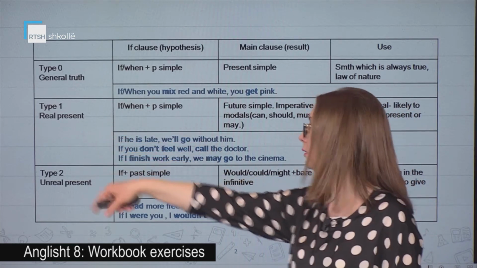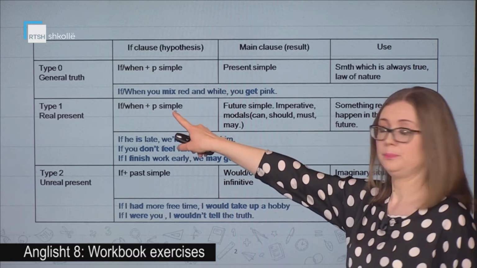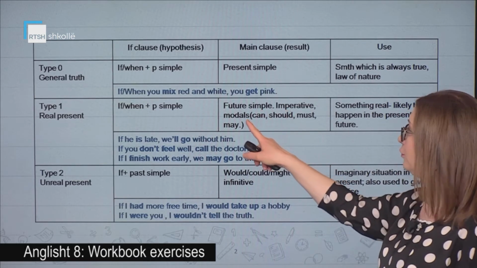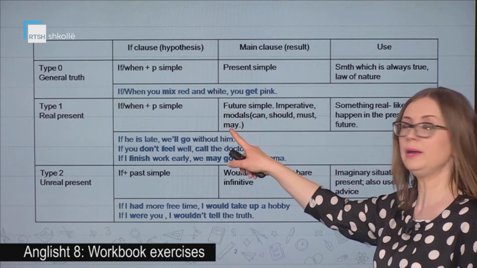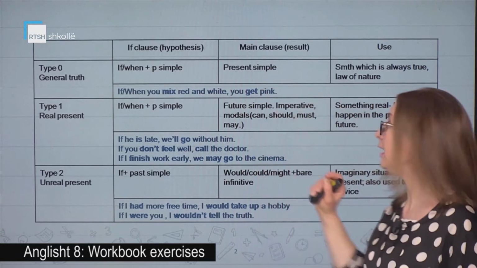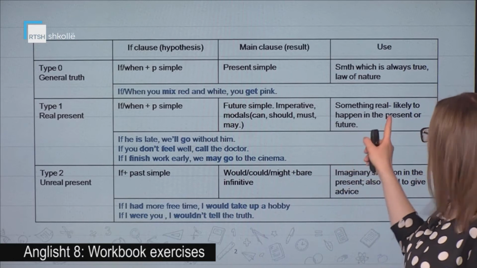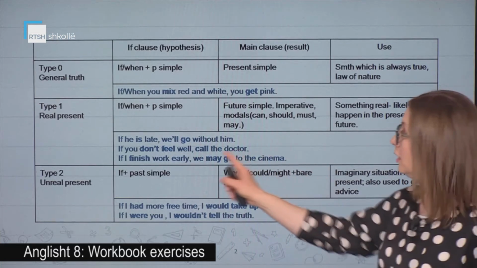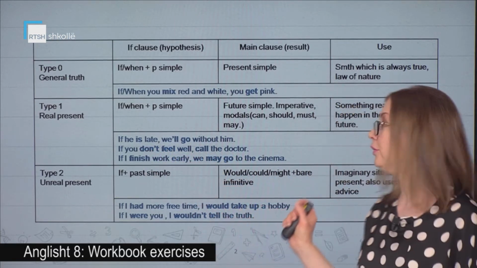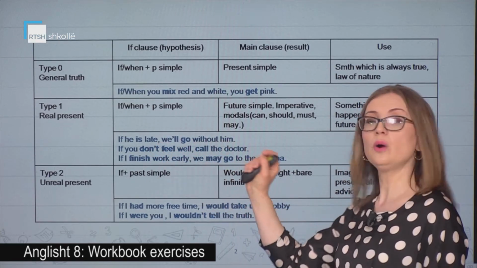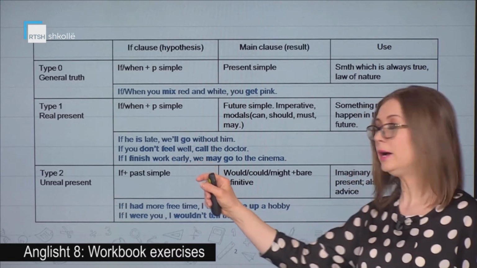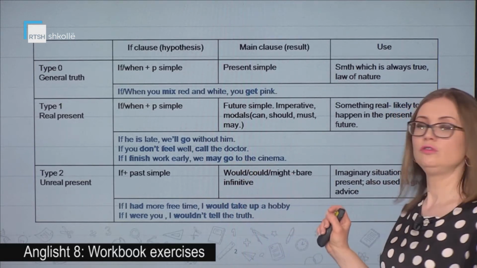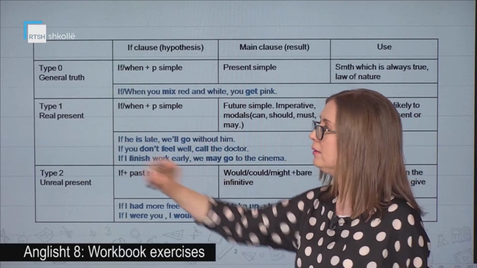Let's go on with type 1. We have if or when plus present simple at the if clause, and we have future simple, imperative or modals, can, should, must, or may at the main clause, the result. So what is type 1 conditional? It is something real, likely to happen in the present or in the future. Let's read the sentences together. If he is late, we will go without him. If you don't feel well, call the doctor. If I finish work early, we may go to the cinema. So that is type 1 conditional.